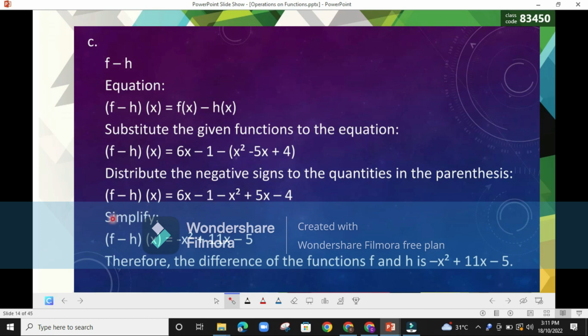Then we have to simplify. F minus h of x is equal to negative x squared. We arrange it in descending order based on the degree, and then combining like terms. We have here 6x plus 5x is 11x. Negative 1 minus 4 is negative 5. Therefore, the difference of the functions f and h is negative x squared plus 11x minus 5.